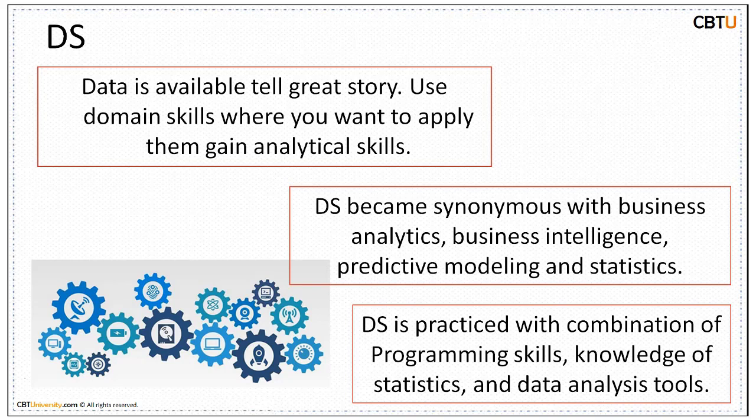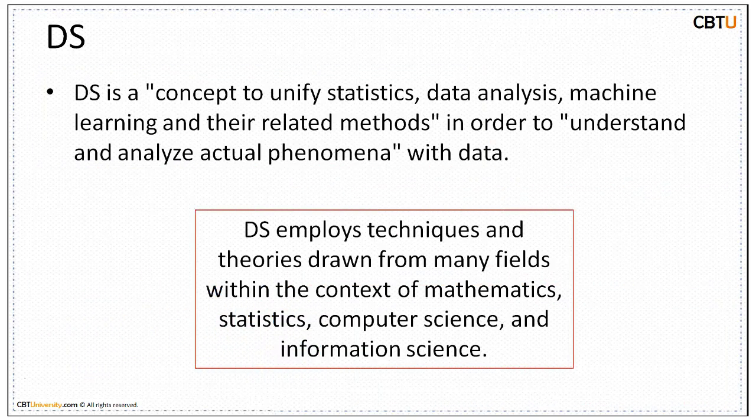The scope of data science is wide as it combines business analytics, business intelligence, predictive modeling, and statistics, and much more. A data scientist needs to have programming skills, knowledge of statistics, and data analysis tools. Okay, now we have another word, machine learning, that is already widely spread. Another definition of data science is a concept to unify statistics, data analysis, machine learning, and their related methods in order to understand and analyze actual phenomena with the data.